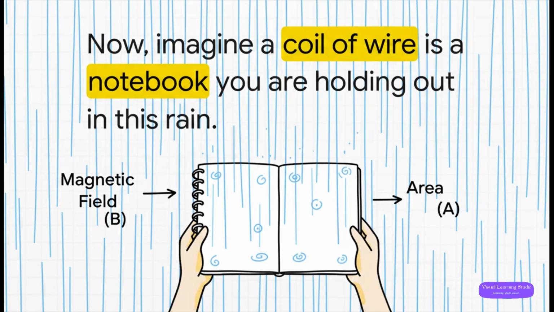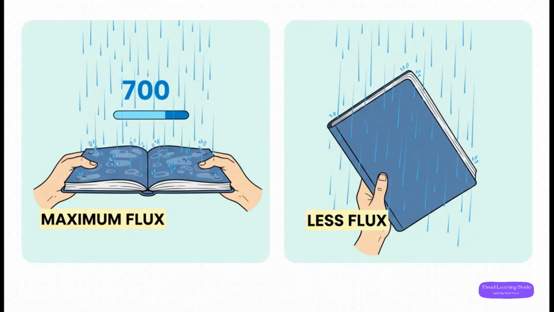Now imagine you're holding your notebook out in this rain. This notebook, that's our coil of wire, or really any surface. It's got a certain area, we'll call it A. So we have our rain, the field, and our notebook, the area. And this is where it all makes sense. If you hold that notebook perfectly flat, it's going to catch the most rain possible, right? But as you start to tilt it, it catches less and less rain. That, my friends, is magnetic flux. It's just a number that tells you how much rain is actually passing through your notebook.